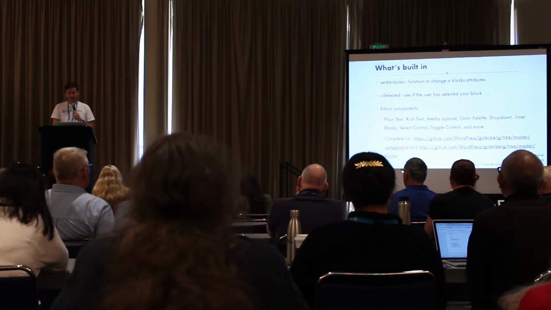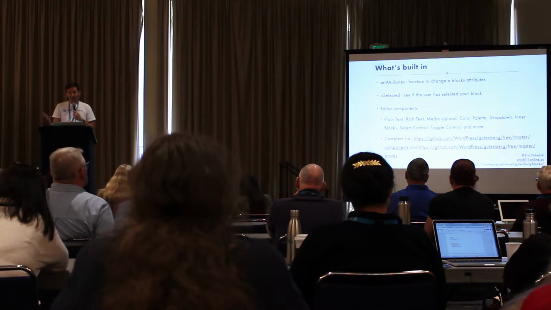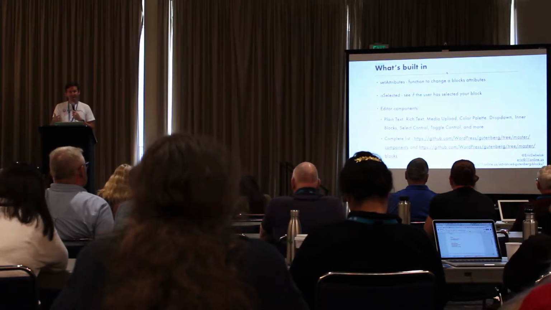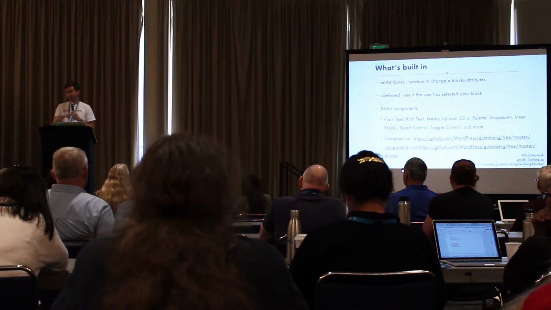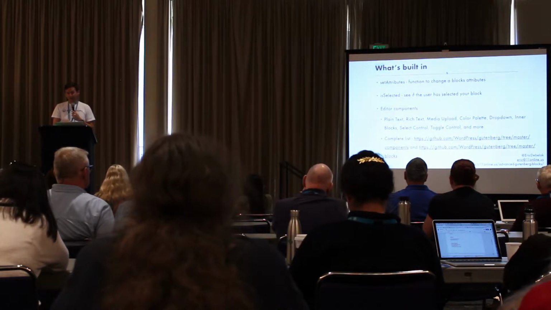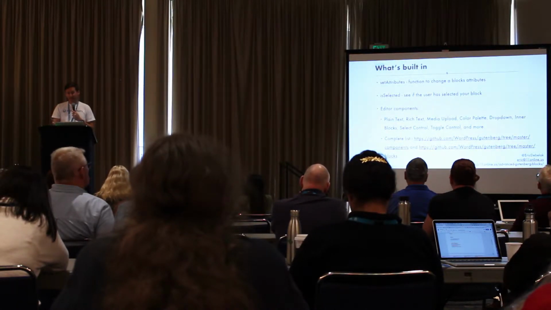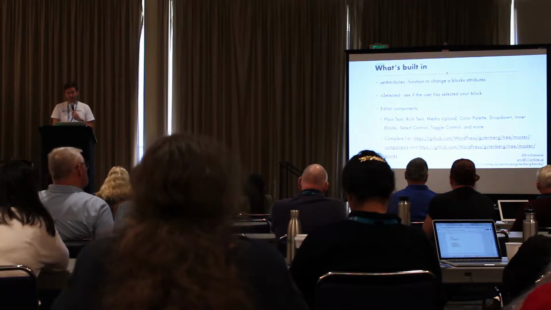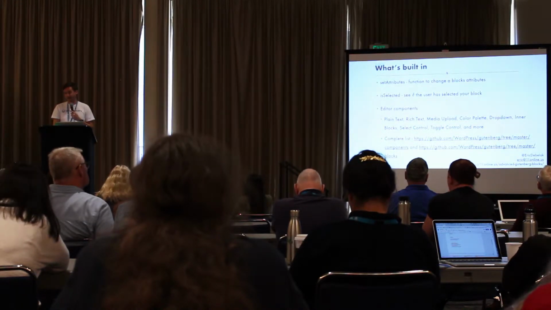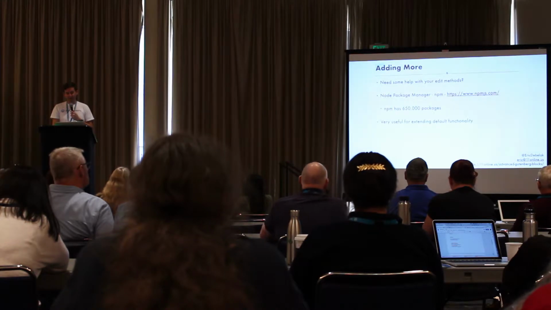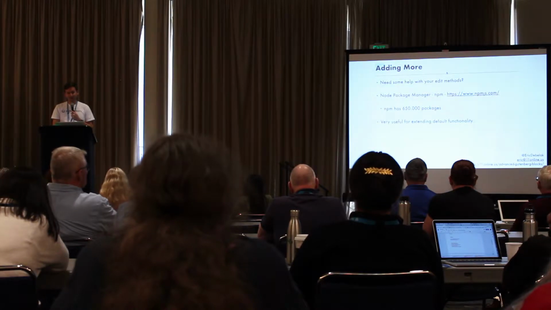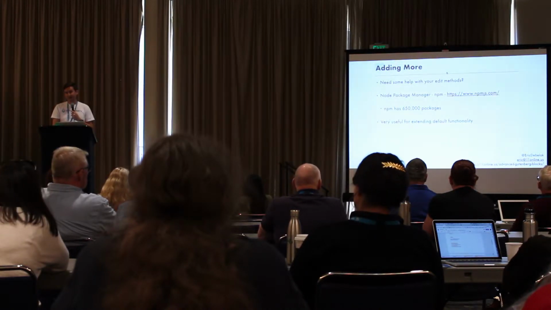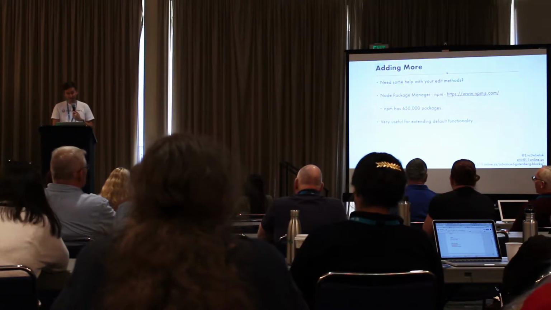isSelected is a way to see, is someone selecting my block? Are they interacting with it, or is it unselected and they're viewing something else? And then there's all sorts of editor components: plain text, rich text, media upload, color palette. You can see the complete list on GitHub, and there's quite a bit. And if you're used to doing work using NPM, a lot of NPM packages will work with this. It's really useful for extending default functionality.